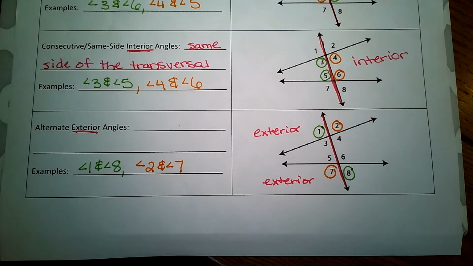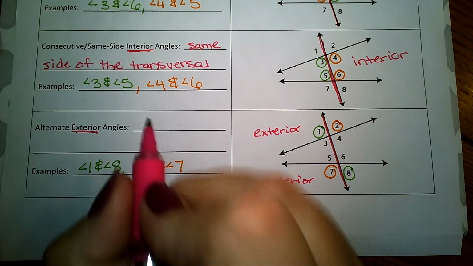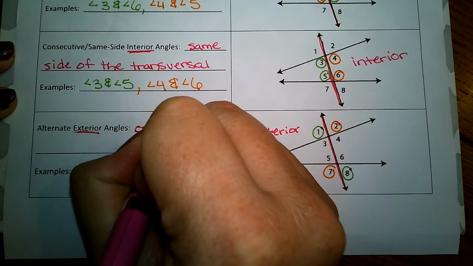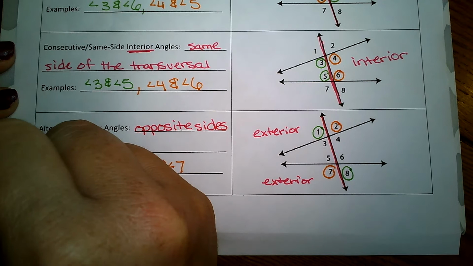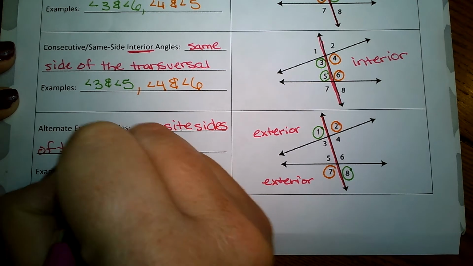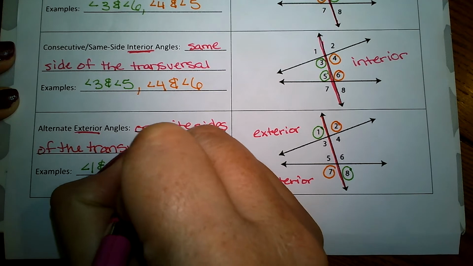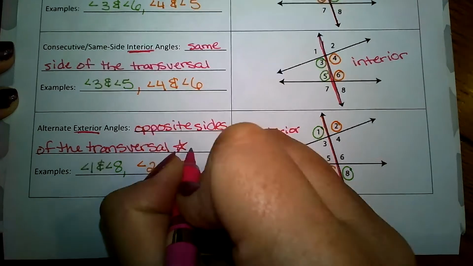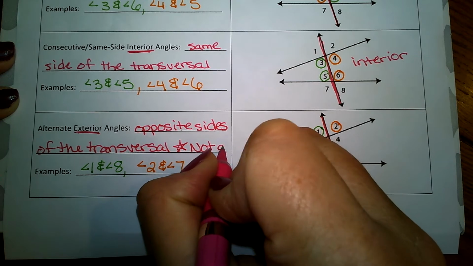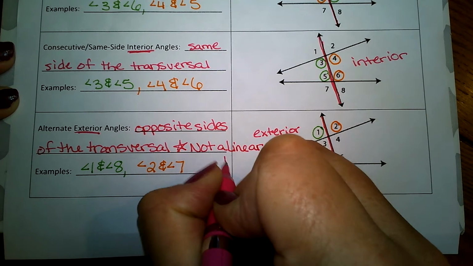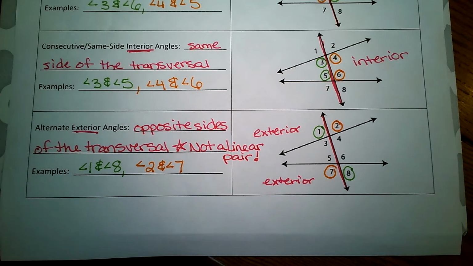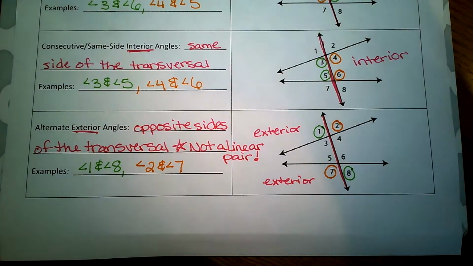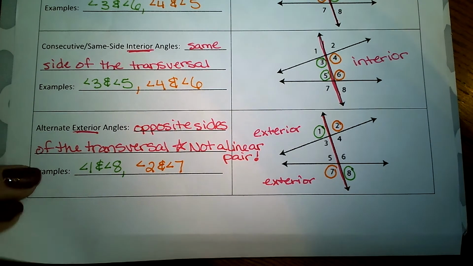So a brief description: alternate exterior angles are on opposite sides of the transversal. But make another note here: not the linear pair. A lot of students want to call alternating pairs the linear pair, but it is not the linear pair. You have to use the second intersection. Okay, let's check out our next slide here. Flip over.